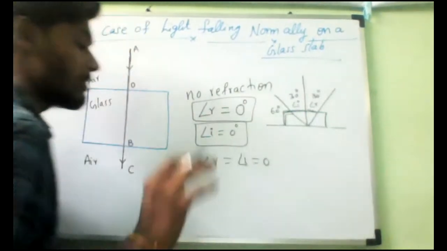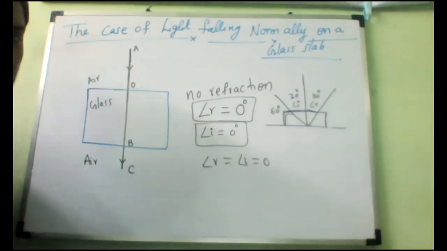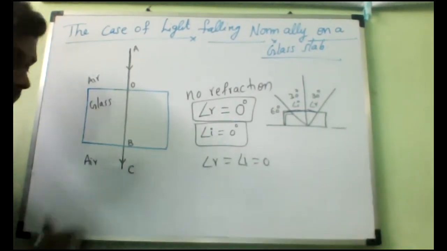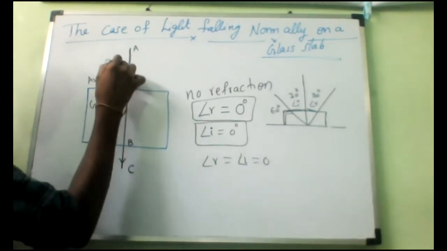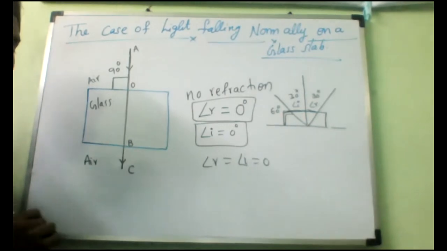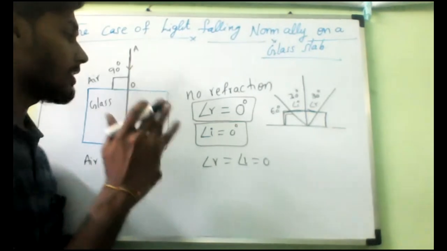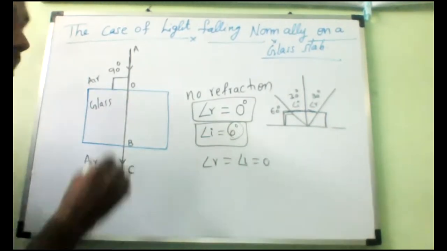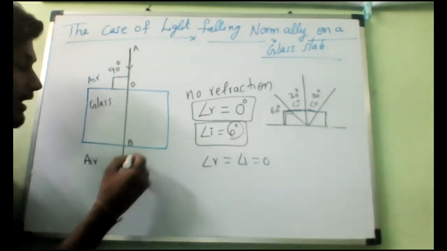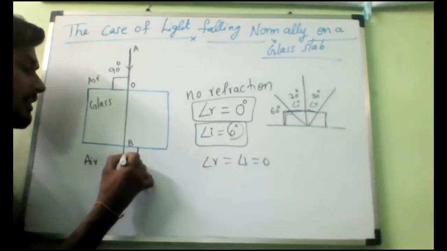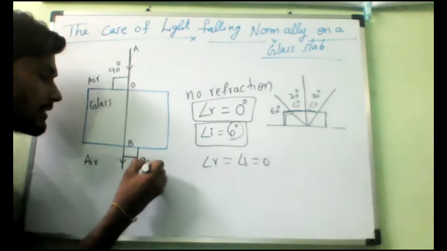Now in the same way, what is the angle between the incident ray and the surface? It is 90 degrees, because the incident ray and the normal coincide with each other. So the angle of incidence is 0 and the angle between the surface and the incident ray is 90 degrees. In the same way, here also the angle between the light ray and the surface is 90 degrees.